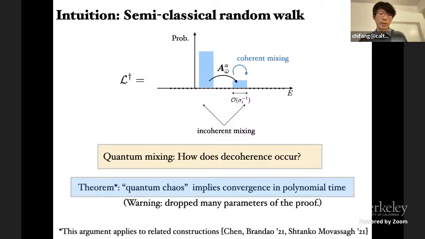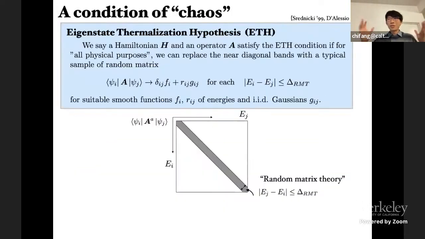There are going to be lots of physics parameters flying around, so I just drop all of them. I just want to get to the intuition. So what is this quantum chaos assumption that seems so powerful? It was proposed 20, 30 years ago by physicists. It's called the Eigenstate Thermalization Hypothesis. It's not quite a hypothesis, more of a condition that describes something about an operator. You take a Hamiltonian and another operator A, and this ETH condition says the following.